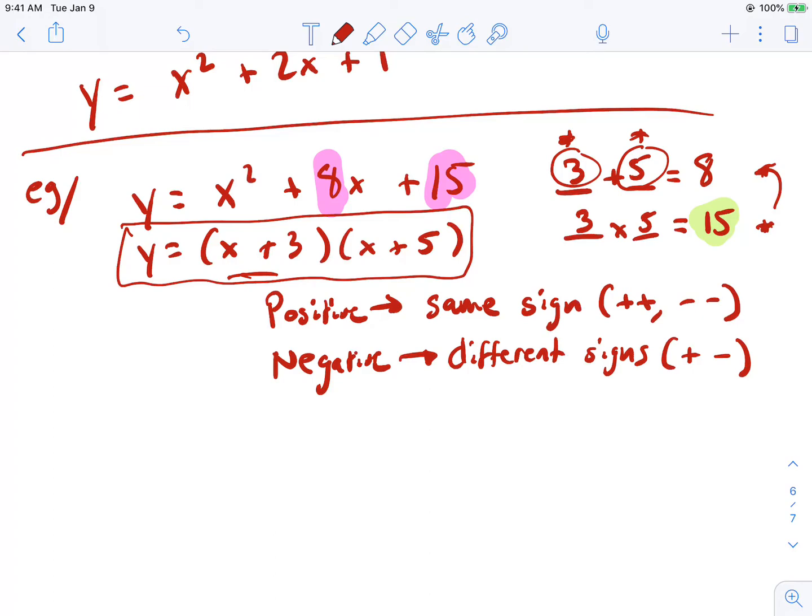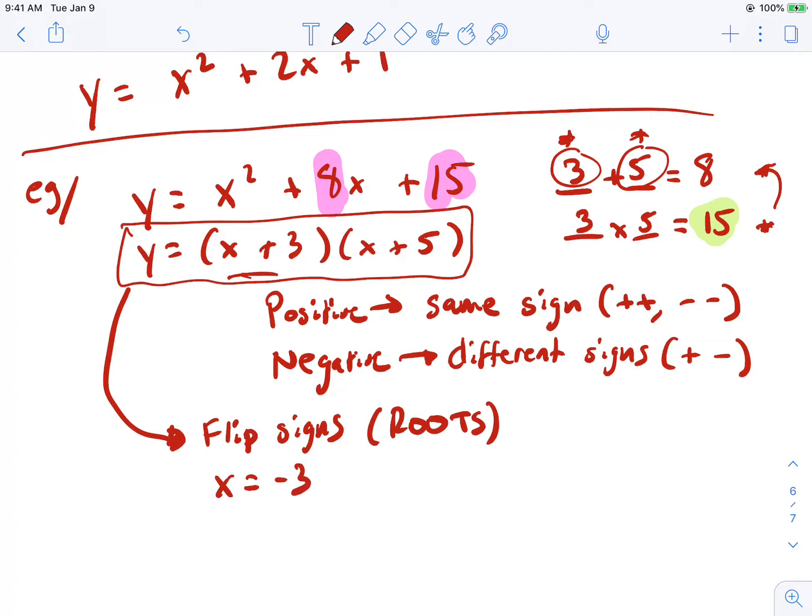Some questions might even ask you, once you've factored, what are the roots? And that's actually a pretty easy thing once you have this. To get the roots, all you ever do is just flip the signs. So if it asks you for the roots, just flip the signs that are in here. Our positive 3 is going to become negative 3, and our positive 5 is going to become negative 5. Sounds good to me? Perfect. Let's take a look at another example.